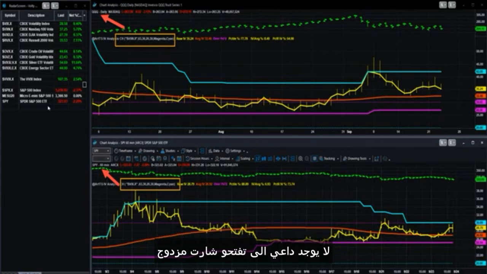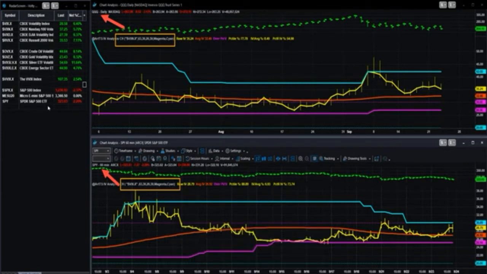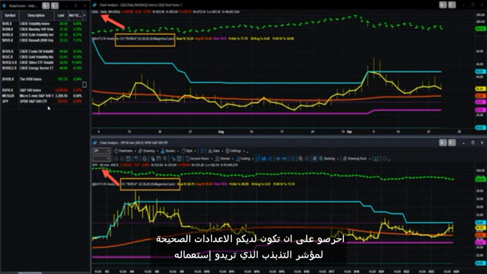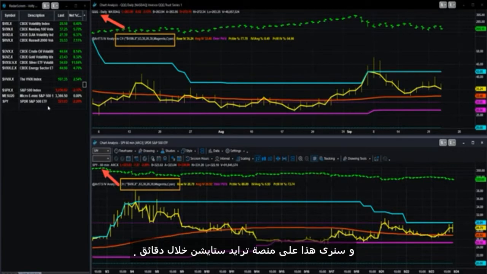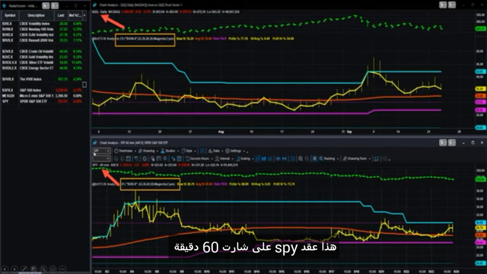These indicators are really easy to use because you can just insert it on any symbol, make sure that you have the input set to the correct volatility index that you want to use, and then it will plot that information. And we'll look at this in TradeStation in a minute. But take a look at the bottom chart here for a second. This is SPY on a 60-minute chart.